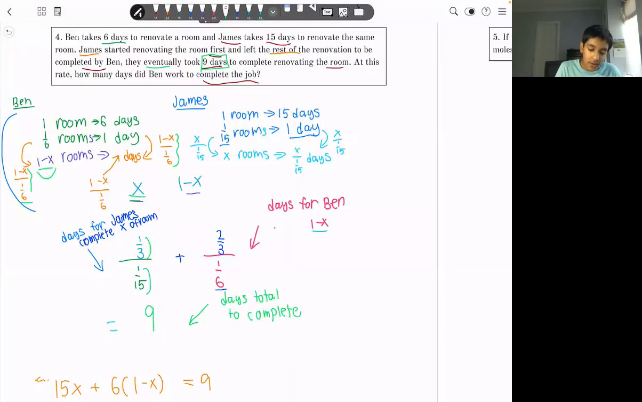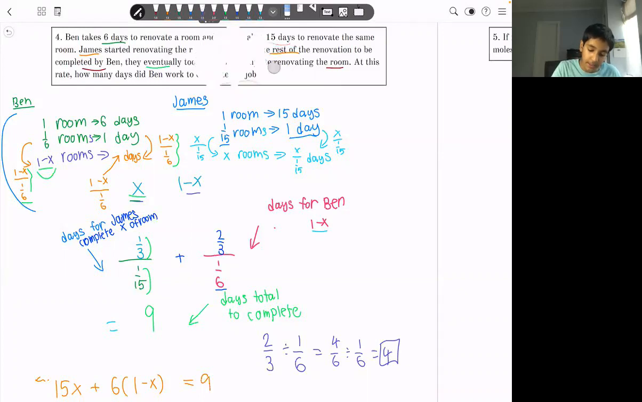So now what is the answer? How many days will Ben take? Well, he completes 2/3 of the room, and in 1 day, he can only do 1/6 of a room. So we just do 2/3 divided by 1/6, which is 4/6 divided by 1/6, which is 4. So the answer is 4. And again, just like we do for many other problems, let's see if our answer is correct. So let's put it back into the problem and see if it's actually right.